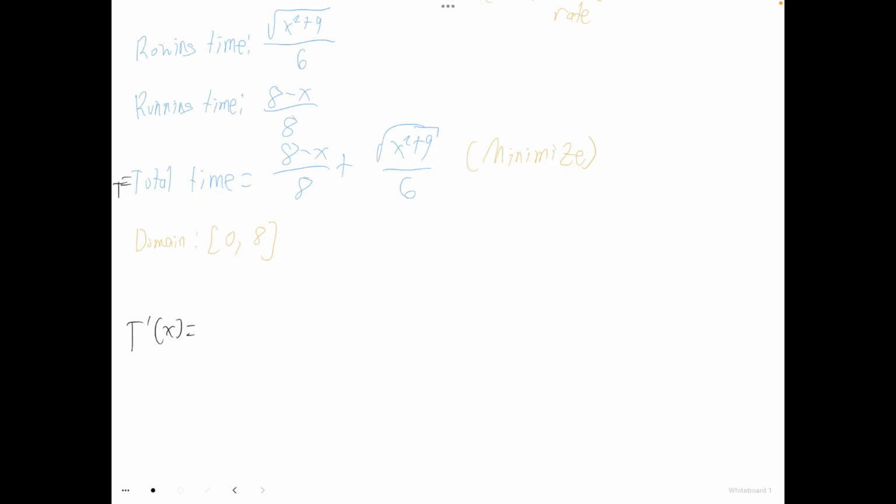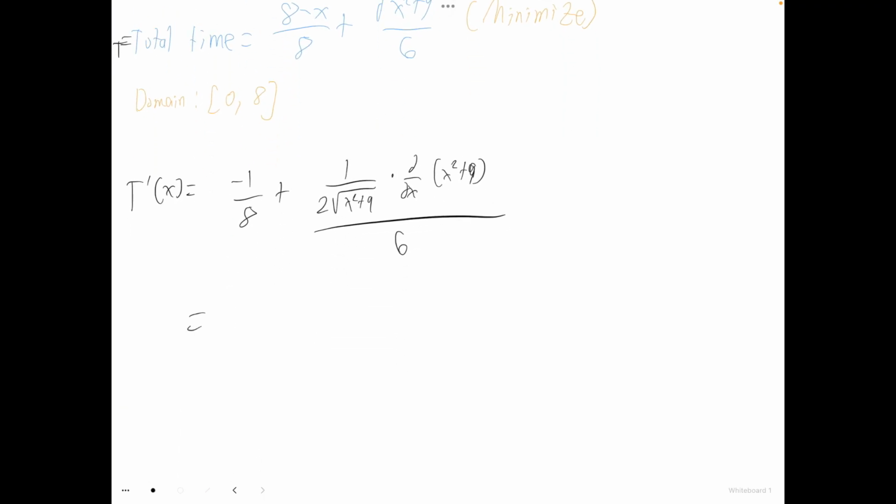The derivative of 8 minus x over 8 is just going to be negative 1 over 8, plus then the derivative of the top is going to be 1 over 2 square roots of x squared plus 9 times the derivative of x squared plus 9. And this is all divided by 6. So this gives us negative 1/8 plus, if we multiply this out, we're going to have 1 over 12 square root of x squared plus 9 times 2x, which gives us x over 6 square roots of x squared plus 9 minus 1 over 8.